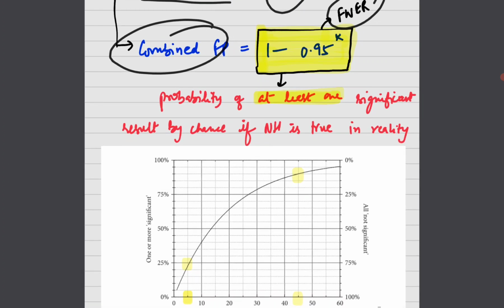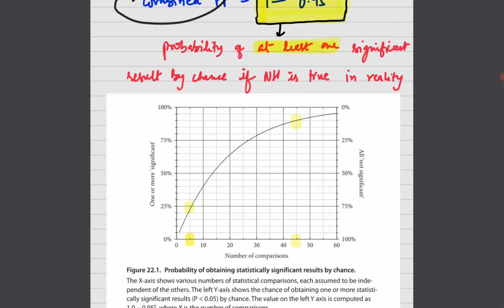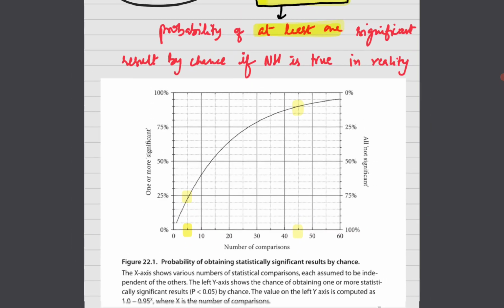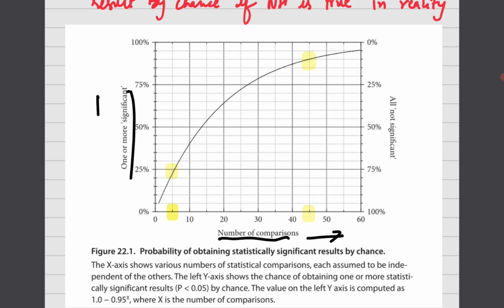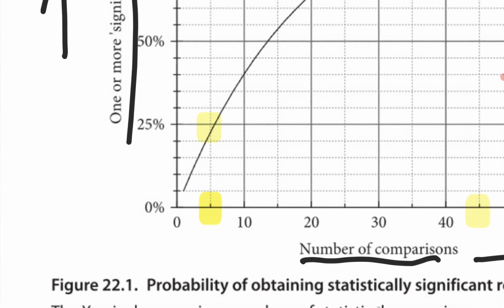Okay, so what is family wise error rate? It is the probability that at least one comparison out of the multiple comparisons that you are doing will give you a significant result if the null hypothesis is true in reality for all the comparisons. So this is a graph you can see, where on the x-axis we have the number of comparisons, and on the y-axis we have the probability of getting a significant p-value. So you can understand, as the number of comparisons increases, the probability of getting at least one significant p-value just by random chance increases.